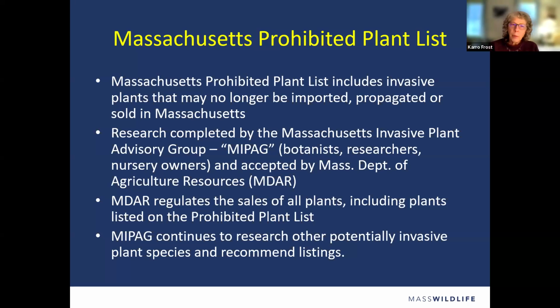So MyPag, which I happen to be a member of, is continuing to research other potentially invasive plant species. We have not listed everything. The prohibited plant list is not all inclusive. So there are still more invasive plants than are on that list. So I want you to know that that is a work in progress. It's not finished. There are a couple of upcoming hearings that MDAR is doing so that they can figure out whether or not they should list some species or whether or not they should allow some loopholes. So that's where they are with that.